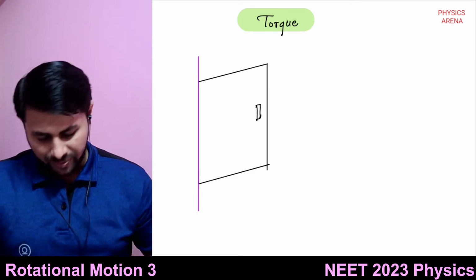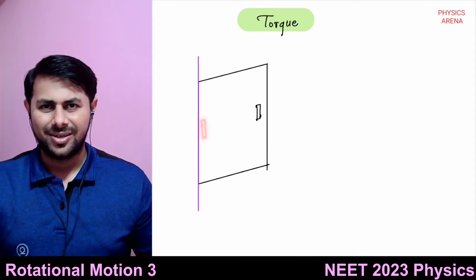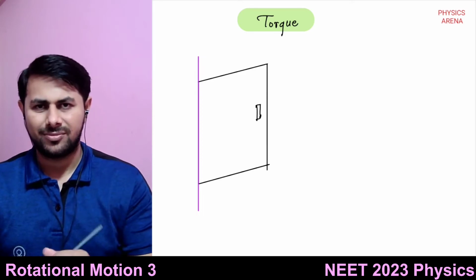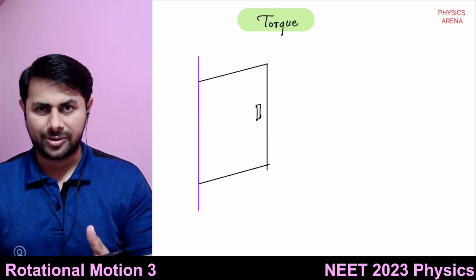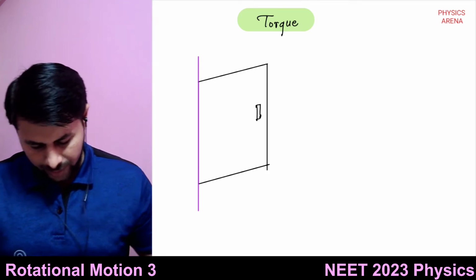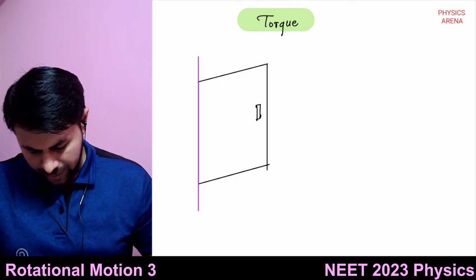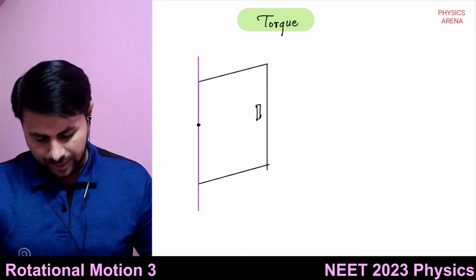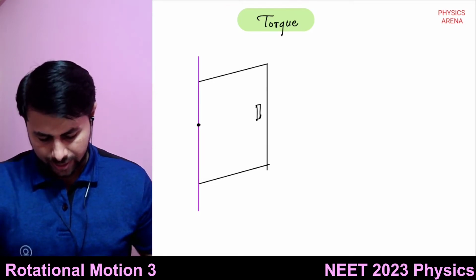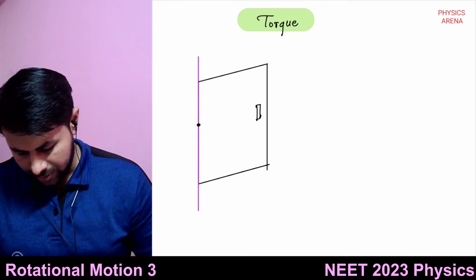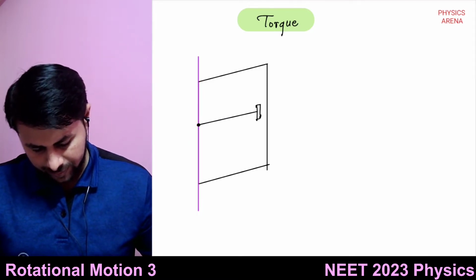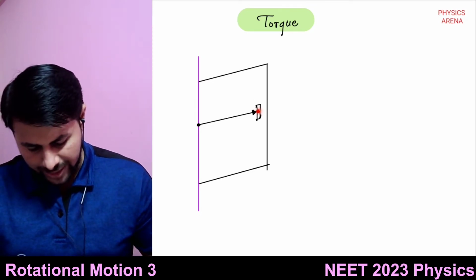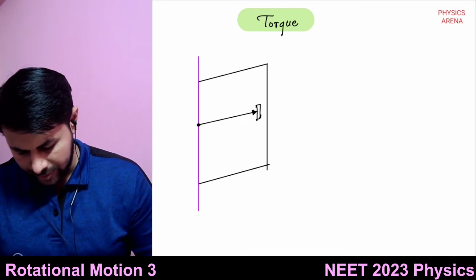Why is that handle not here? It's because as you move closer and closer to the hinge, you will need to exert more force. Now let's consider some origin here. I will consider the origin as the midpoint of that axis. This is my position vector. Let's suppose this is the point where I am going to exert the force. So this is my r bar.